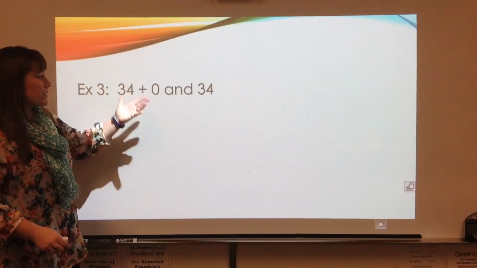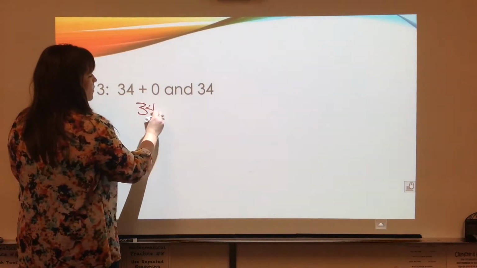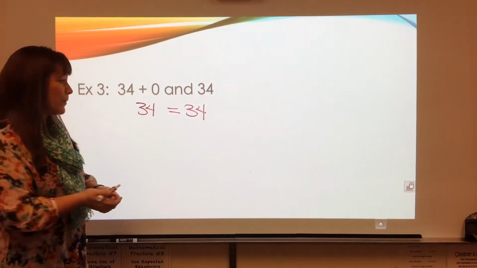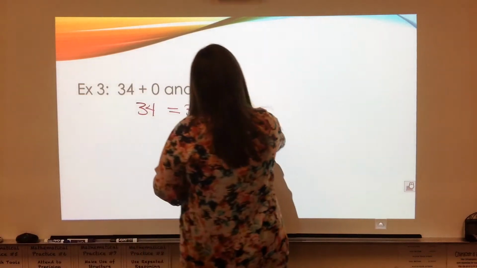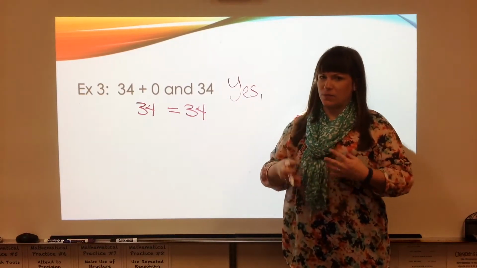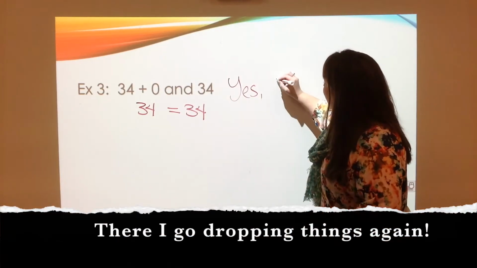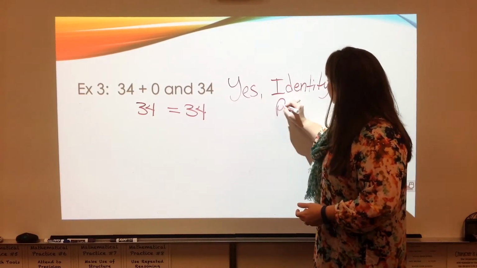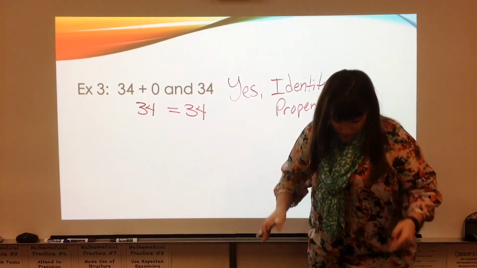We have 34 plus 0 and 34. 34 plus 0 is just going to be 34, and we don't have to do anything for the second expression. It's just a number. So we have 34 equals 34. Yes, these are equivalent expressions. Which property has a number, adds something to it, and it doesn't change the identity? It's the identity property. That's as simple as that for that one.